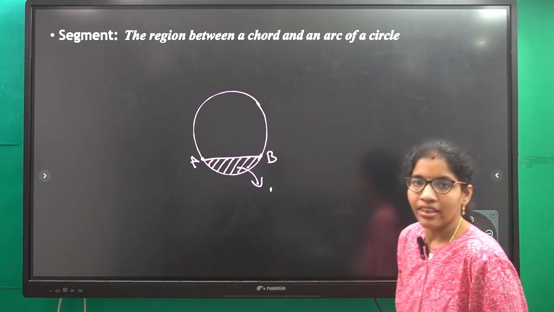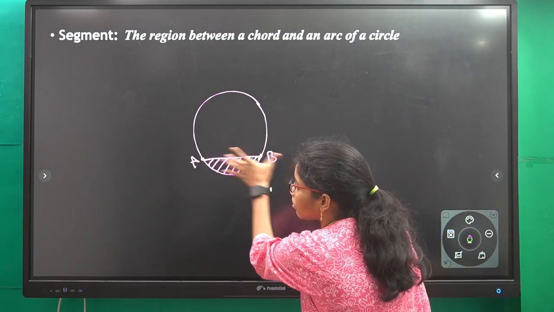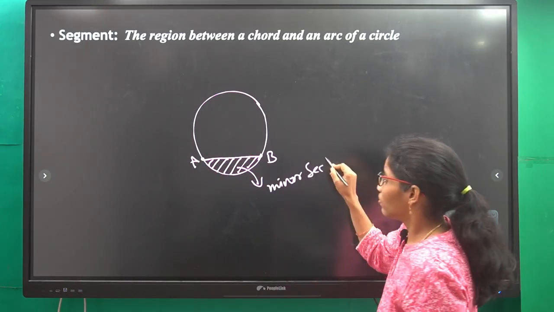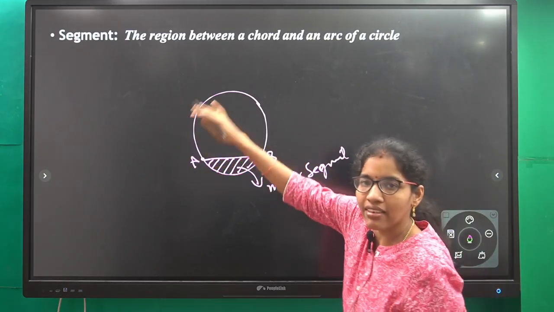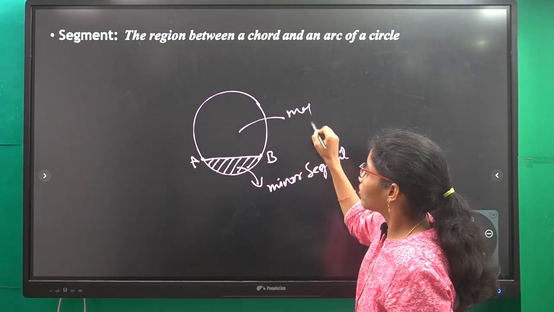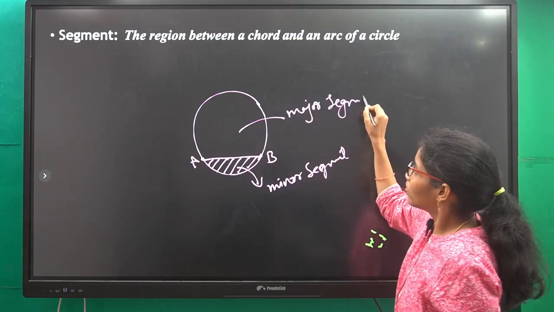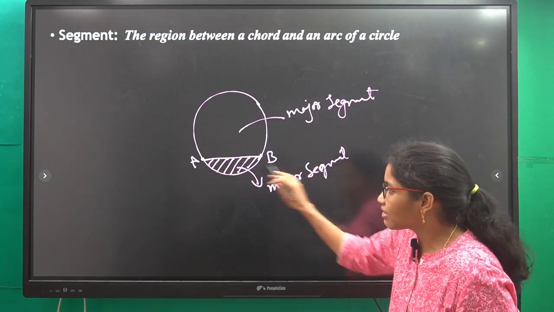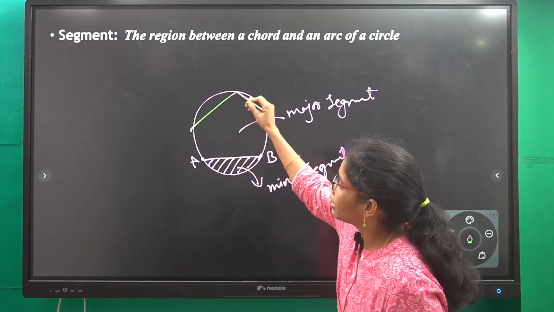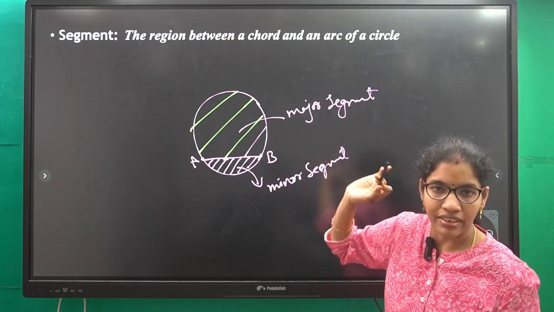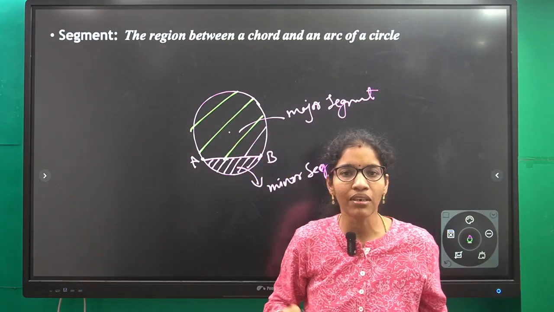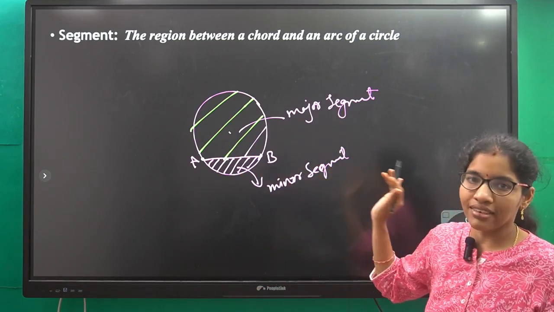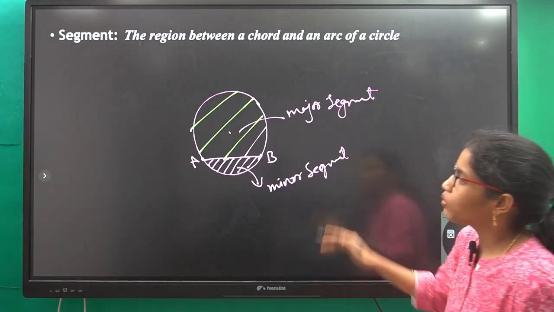This is segment. Here again, the region between this chord with minor arc gives minor segment, and this chord with the major arc gives what? Major segment. Right? So here this chord with the minor arc gives this region, called minor segment, and this region is called major segment. Clear? So the center lies in the minor segment or major segment, right? The center is always inside the major segment only. Clear? Right? So this is about the segment.